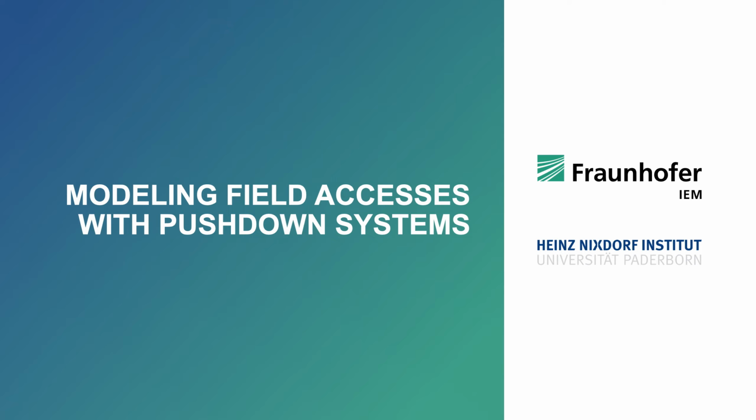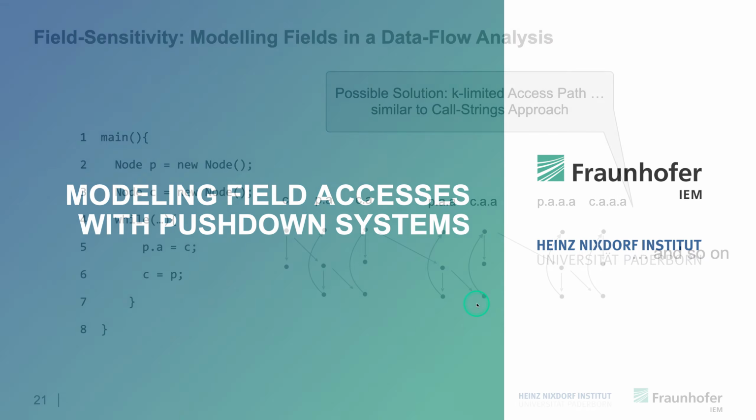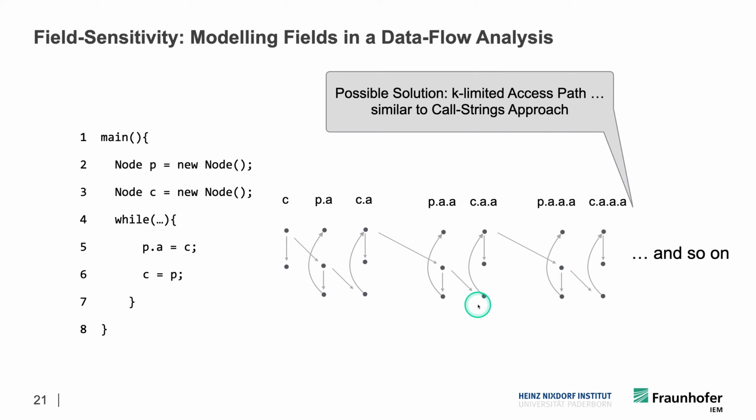So next I want to explain to you how we model field accesses with pushdown systems and how we do this in synchronized pushdown systems. Just to recap, what we want to avoid is this blow up in the length of access paths in recursive data structure unrolling like we see here, because this blow up means we need to artificially bound it using k-limiting.